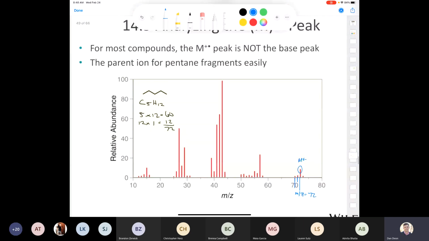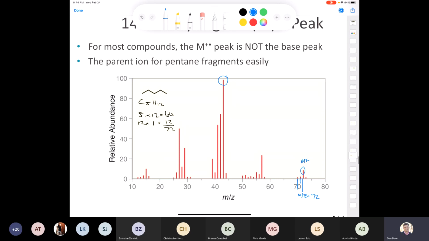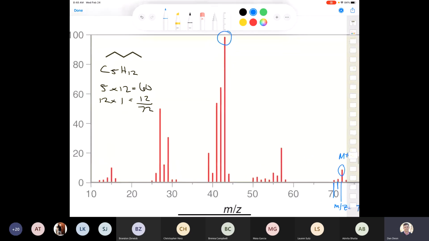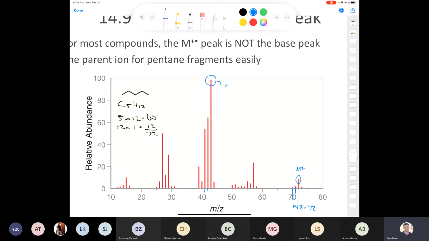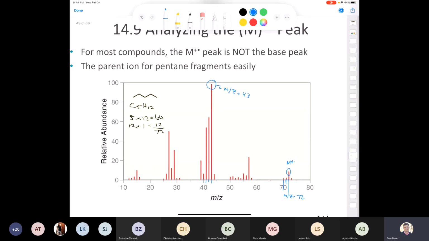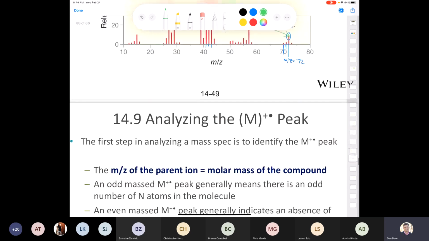It is not the base peak, is it? Not even close. Our base peak is way down here. Let's see here, 40, 41, 42, 43. So the base peak is actually at a mass over charge equal to 43. Now, if you take 72 and subtract 43 from it, you end up with 29. You see that there's a difference of 29 mass units from the molecular ion to here. So we could say that this is M minus 29, and there's a good reason for that loss of 29, and I'll explain that in a little bit.